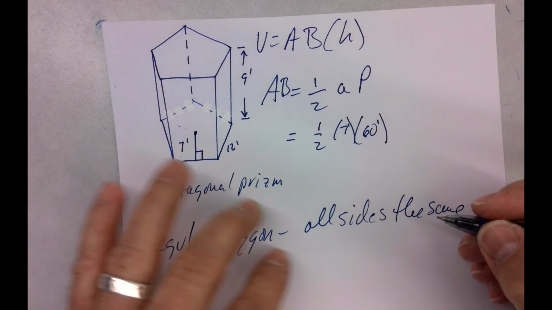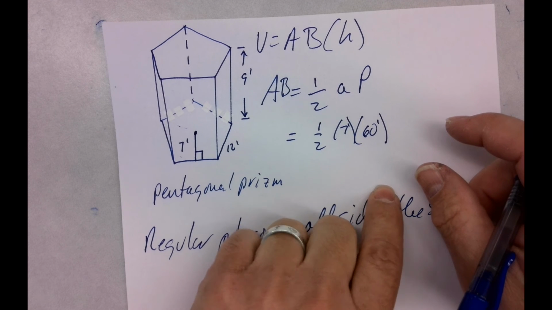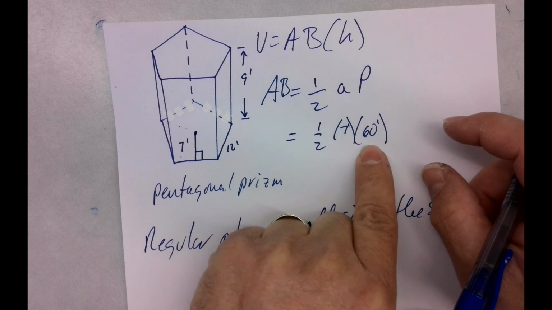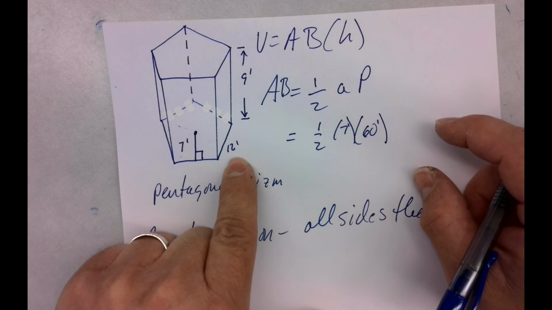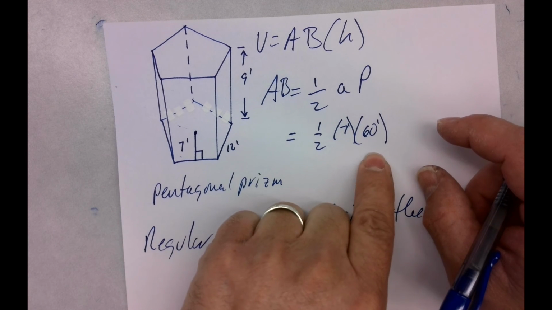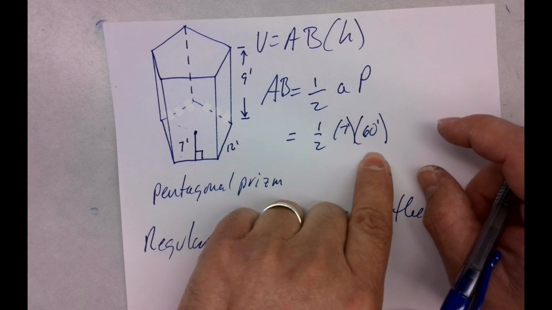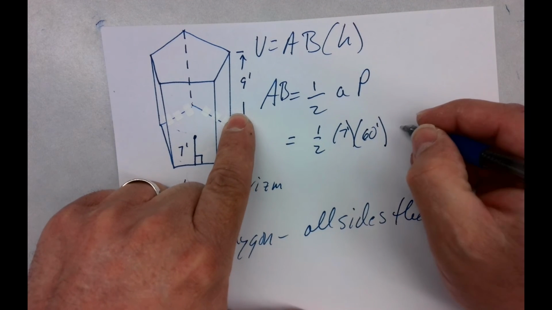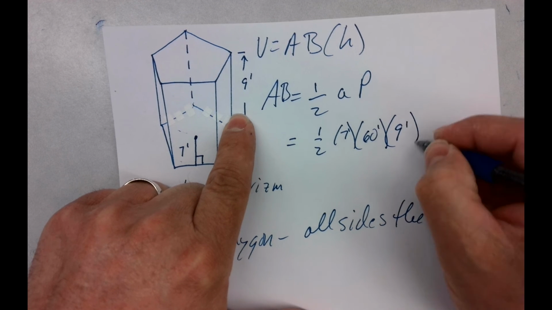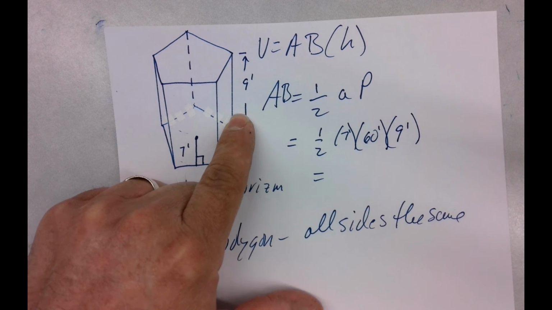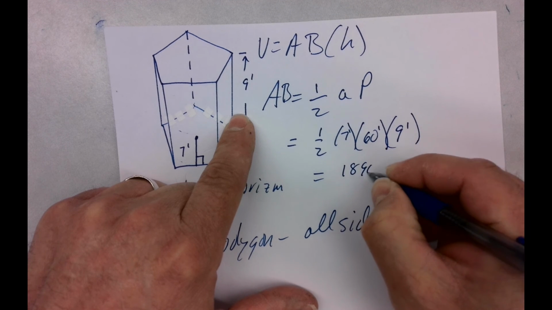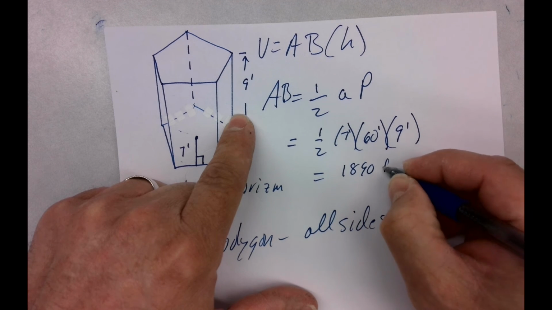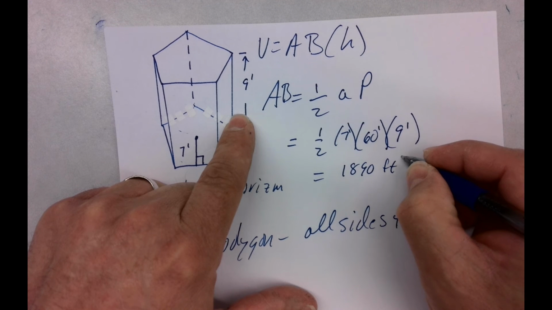Now, did we all get the answer right here? How did we get this? Each side is 12. There's 5 sides. 12 times 5 is 60. Now I'm going to times it by my height, which is 9 feet. Now I've got all my information. I punch that into my calculator and I get 1,890. 1,890 feet cubed. Just like that.